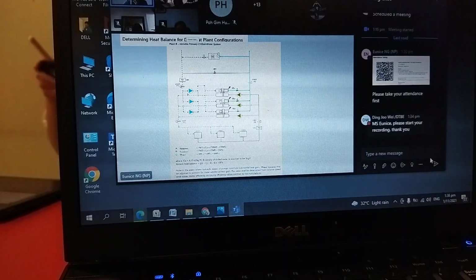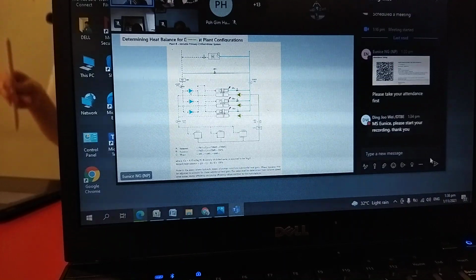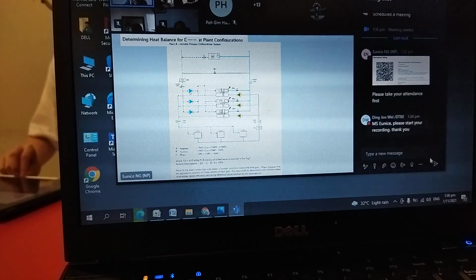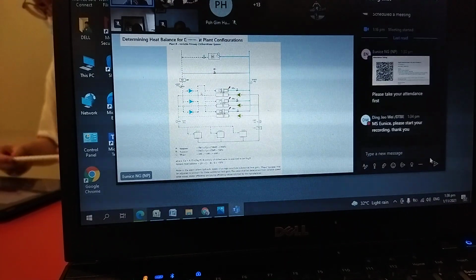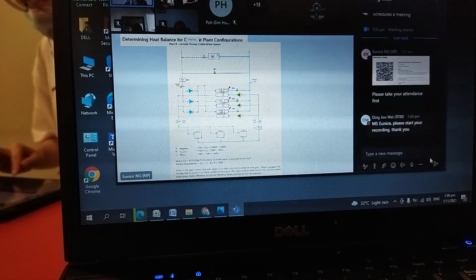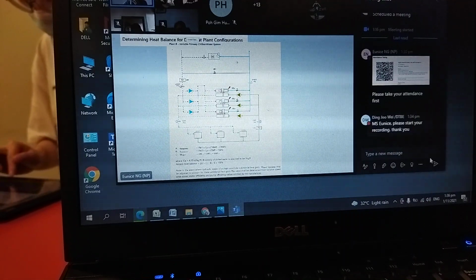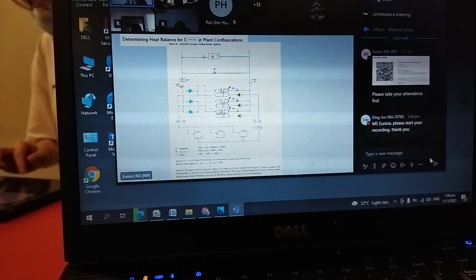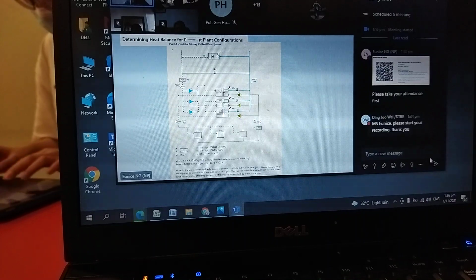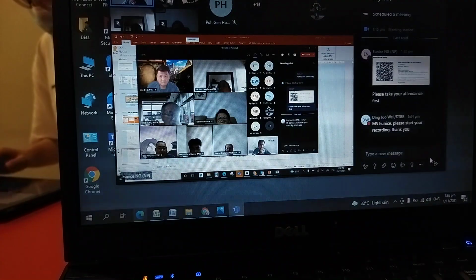So this pump is actually sized on the most critical path, to ensure that there's enough pressure to meet the most critical load in the circuit, so that there's flow in the most critical path AHU. You understand what is the critical path?